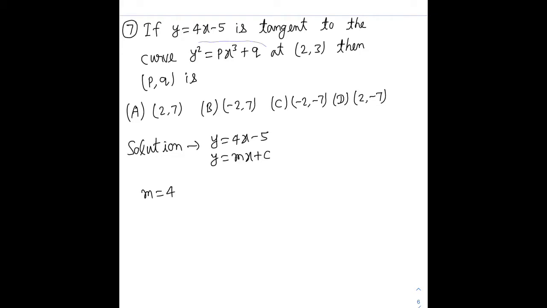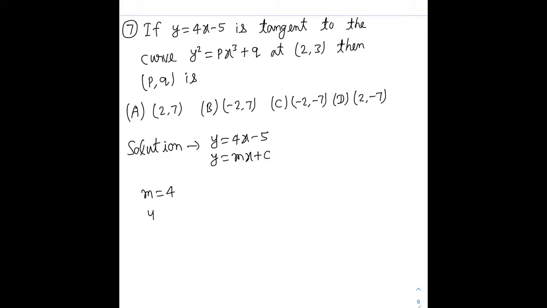Now you also know we can find the slope of the tangent by differentiation. So for this curve, if you want to find the slope of the tangent to the curve, you need to differentiate it, and then in place of x you can substitute 2, and in place of y, 3.